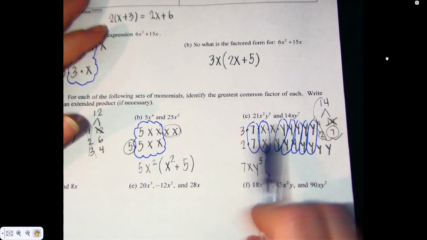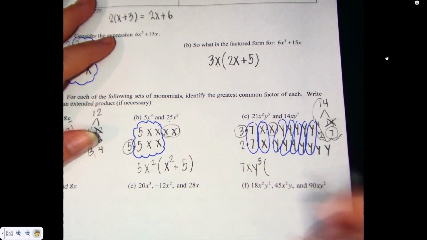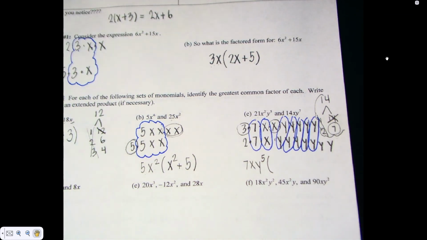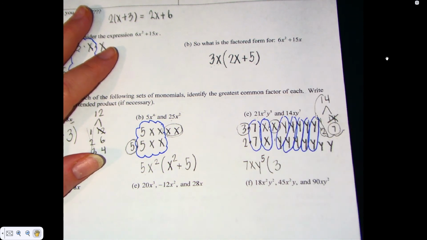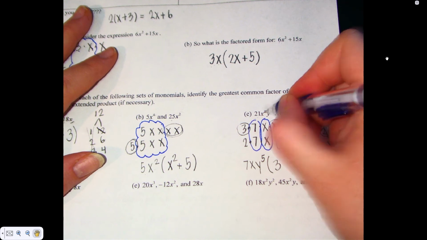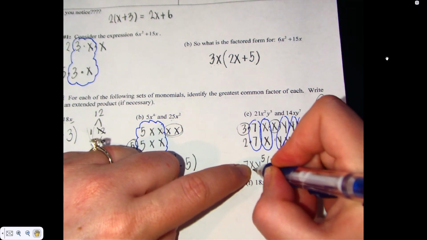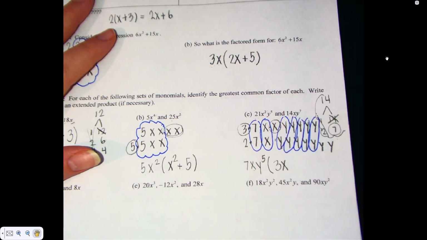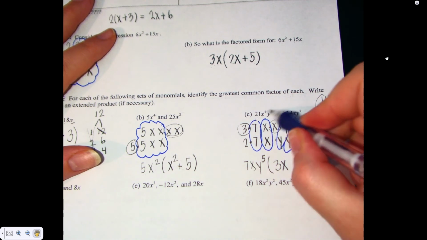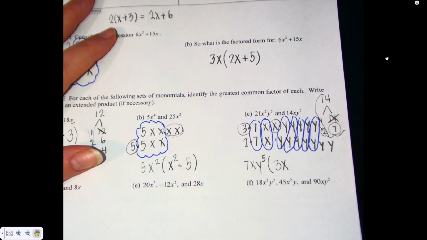Okay, well, upstairs, what's left over is a 3 and an x. So that means that this should have 3x, but let's confirm. So 21 divided by 7 is 3. X squared divided by x, well, that turns into a 2 minus 1 is 1. So that means that this is an x. And y to the 5th, well, y to the 5th divided by y to the 5th is just 1. All right, awesome. So that's all set.